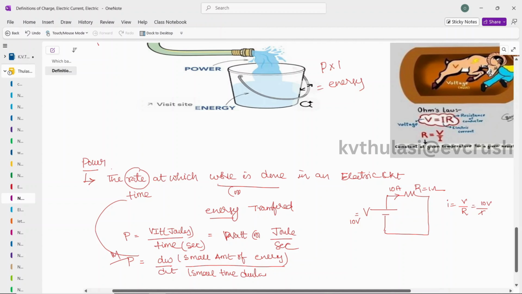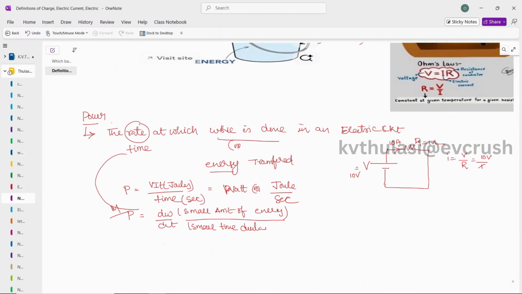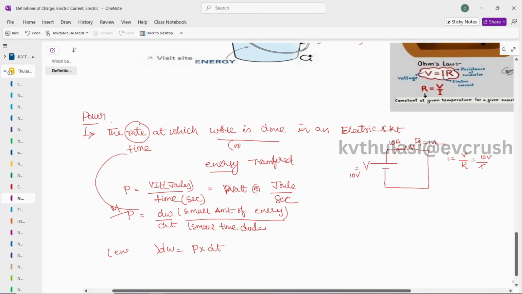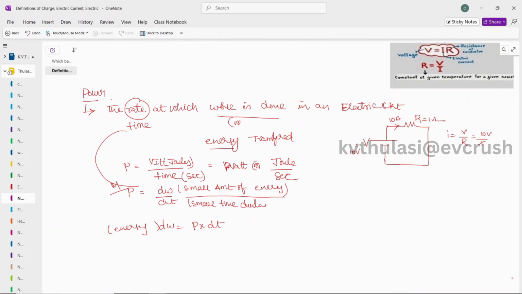Now coming to the formula, how to define this power. I can write dW is equal to power into dt. I want a relationship between power and energy, where W is energy. Energy is also defined as power into time, which we will discuss later. But I require the value of energy, therefore I want the value of W.